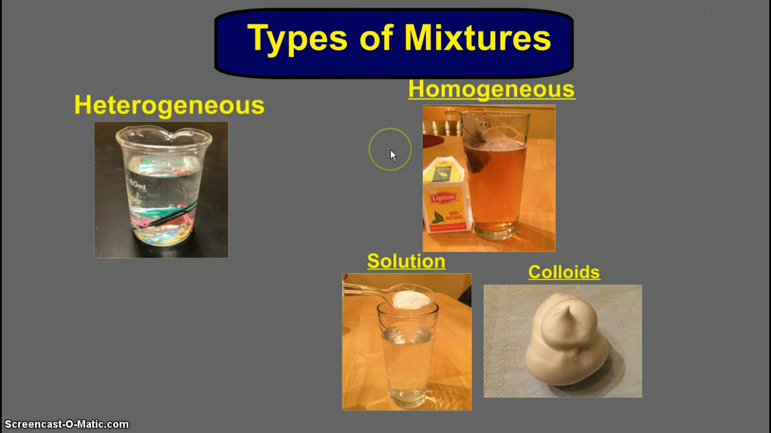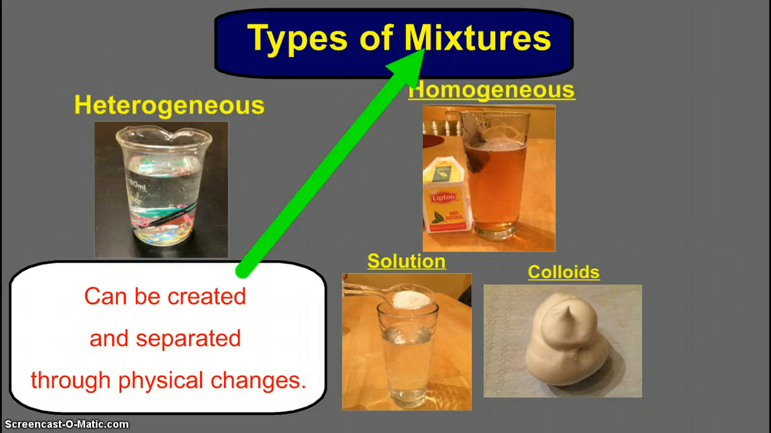If you have something that's very evenly mixed and it has the same appearance throughout, we would call those homogeneous mixtures. And all three of these photos that we viewed a few days ago are great examples of homogeneous mixtures. You have the colloids like the shaving cream, solution, and this iced tea, which is also technically a solution.